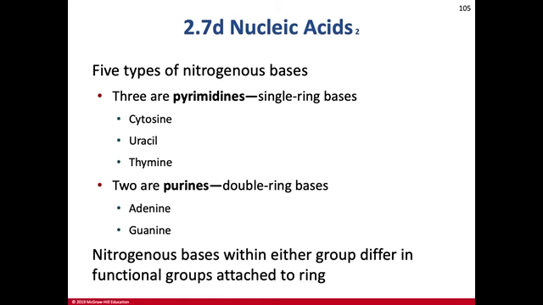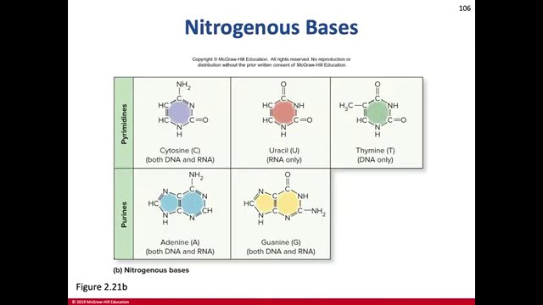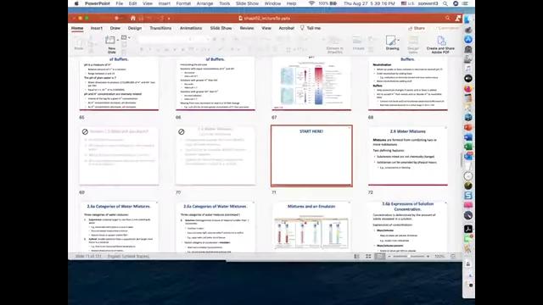Okay? Nitrogenous bases within either group differ in the functional groups that are attached to the ring. You can see what they look like here. Okay? So the pyrimidines are the less complicated structures, and the purines are the more complicated ones. Okay? And you can see that there's a lot of nitrogen in here. And there's, as a result, a lot of potential for hydrogen bonding. Okay? So what I want to do next is show you a little bit about DNA and RNA. So let's take that opportunity now.